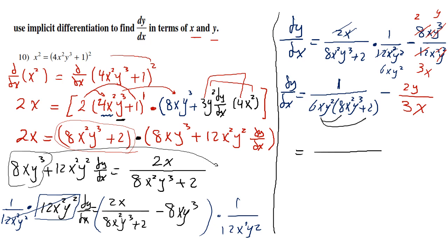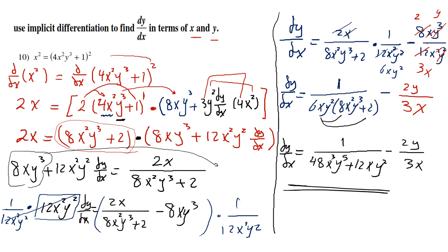So it's 2y over 3x, and 6 by 8 is 48, x power 3, y power 5, plus 12xy square over 1. So this is dy by dx in terms of x and y.